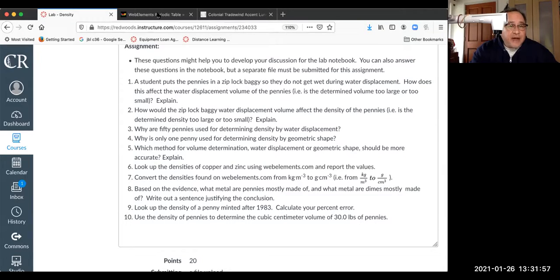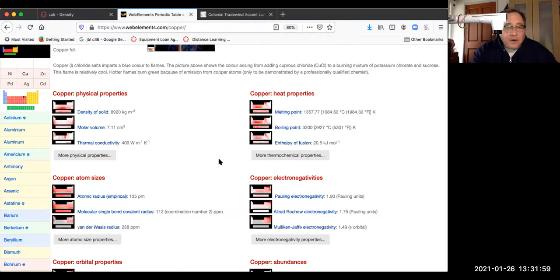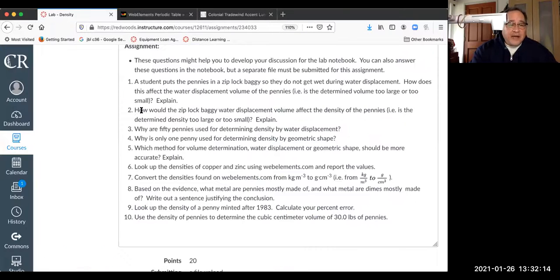Before I move on from that, I do want to go back to this. If you want to find the values for zinc, over here on the left, you can go back to the periodic table, or they give you a little window of other elements that are near copper that you can pick. And so we can switch over to zinc very easily. Okay, so number 6 says look up the values and report them.